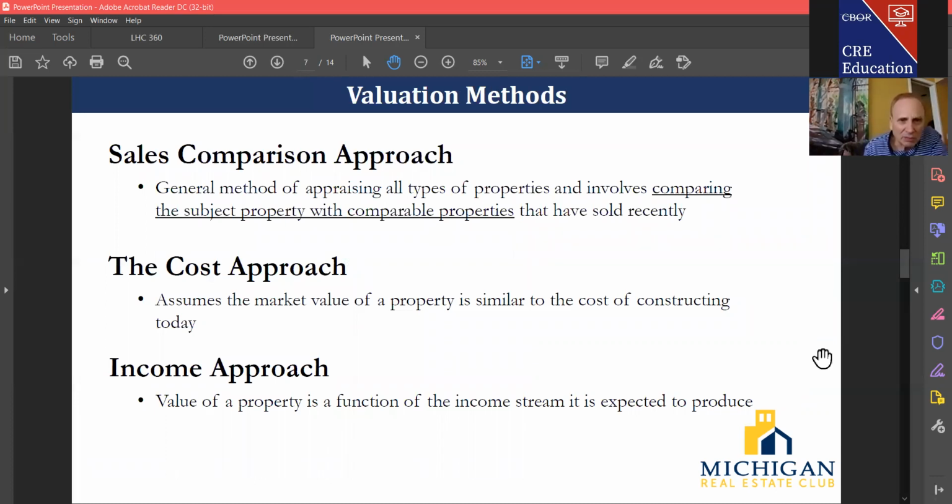Okay. Now, I've got a slide on the screen that's blocking the first part out.